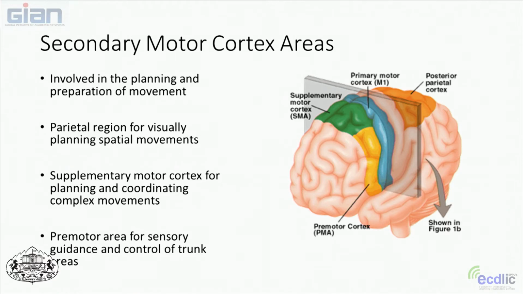And the supplementary motor cortex sits right in front of the primary motor cortex. This is also an area that's thought to be involved in planning and coordinating complex movements. The premotor cortex, which sits to the sides of the supplementary motor cortex, is thought to be involved with sensory guidance and control of more of the trunk areas of the body.